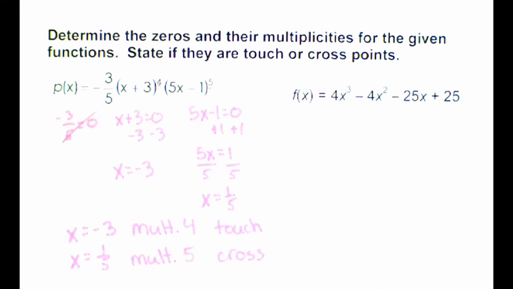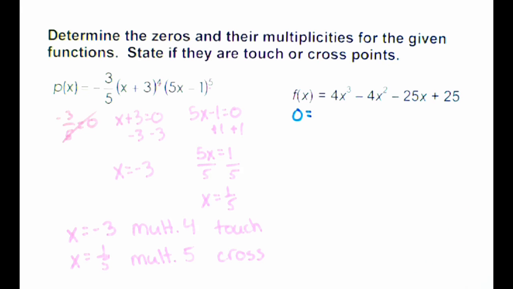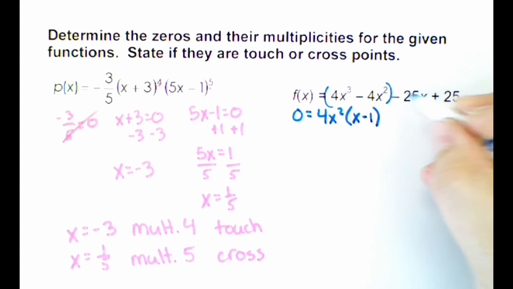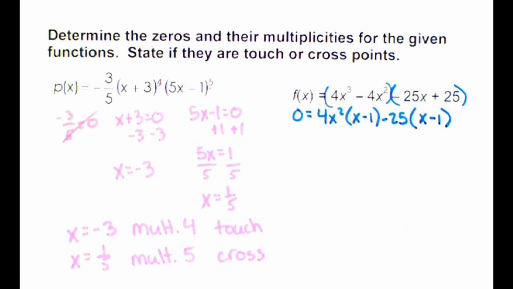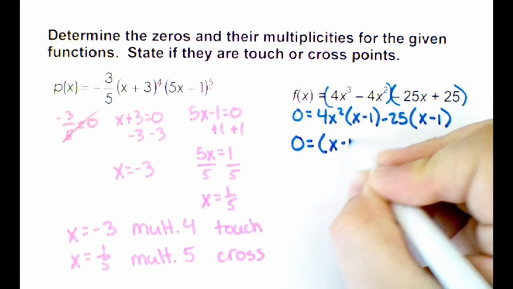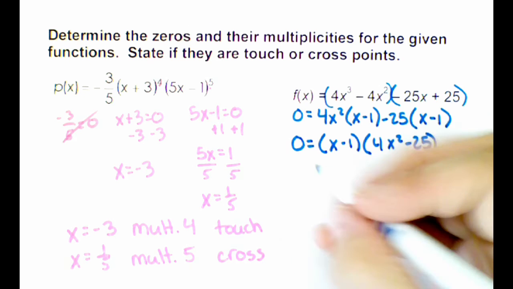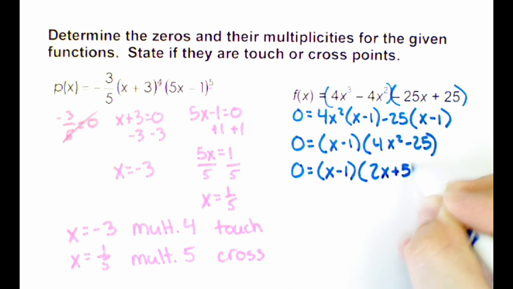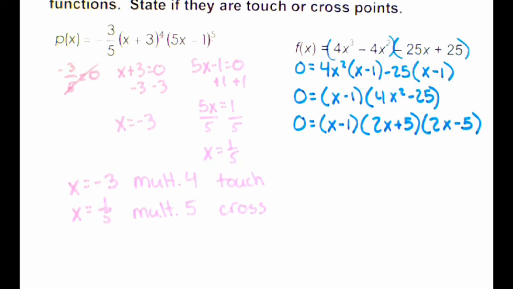This next one, to find our zeros, we're going to have to factor. We have 4 terms, so my go-to would be factor by grouping. Take out the GCF from my first 2 terms. It is 4x squared, leaving me x minus 1. Take out my GCF from the last 2 terms. It's negative 25, leaving me x minus 1. So that means it factors into x minus 1 times 4x squared minus 25. Well, 4x squared minus 25, those are both perfect squares, so I can make it 2x plus 5 times 2x minus 5. It is fully factored, so I can quickly get my zeros now.